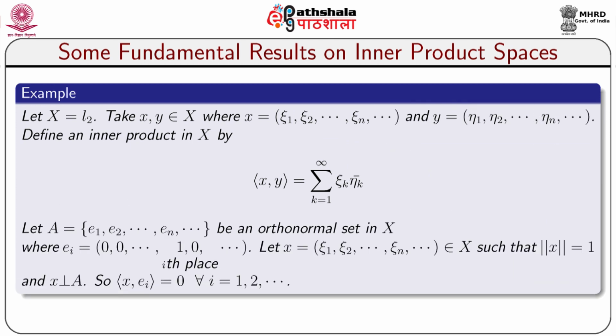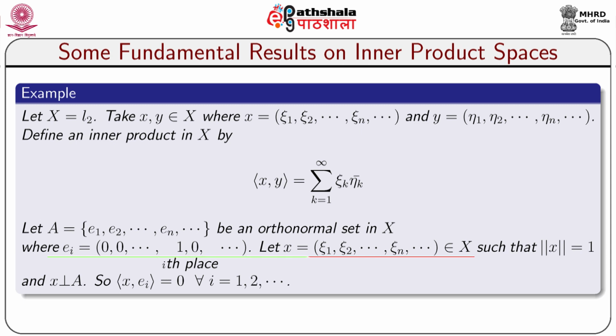Now, let us take an example. Let X be equal to L2. Take x comma y belonging to capital X, where x equals the sequence xi 1, xi 2, ..., xi n and so on, and y equals the sequence eta 1, eta 2, ..., eta n and so on. Define an inner product in X by inner product x comma y equal to sigma k equal to 1 to infinity xi k into eta k bar. Let capital A equal to the set E1, E2, ..., En and so on be an orthonormal set in capital X, where Ei equals 0, 0, ..., 0, 1, where 1 is at the ith place, then 0, 0 and so on.